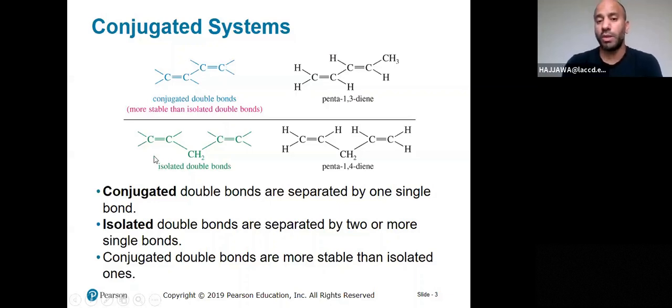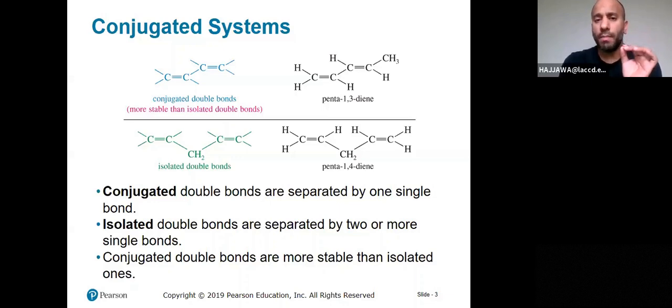But when you look at this example, what do you have? You have a double bond and another separated by two sigma bonds. That makes it right away an isolated system or non-conjugated system; both terms mean the same thing. We will learn that some of the chemistry we're going to do in this chapter requires the conjugated system to be in place. Otherwise, that reaction will not take place.